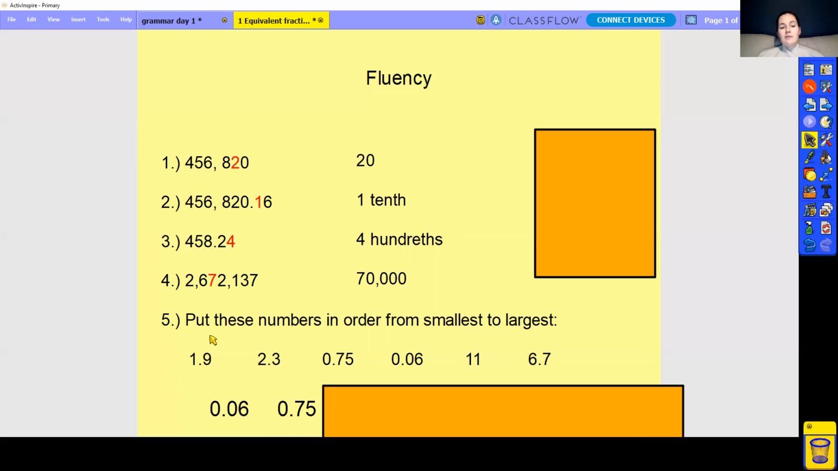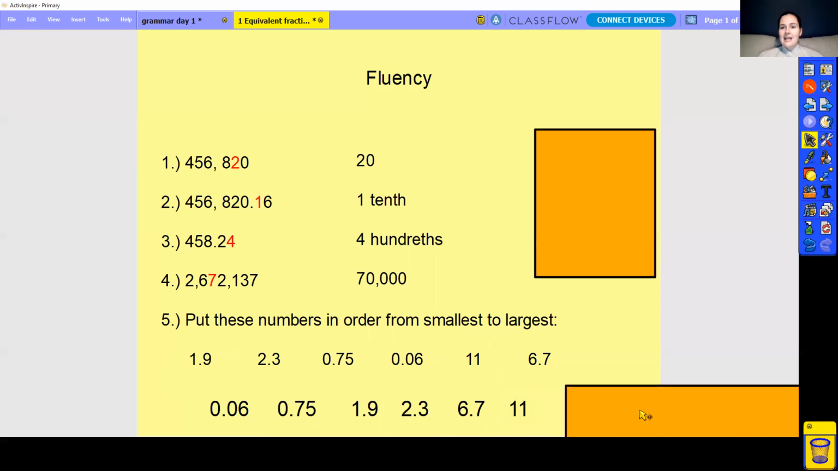After that one, we can see we've got this one here, which has got 1.9. Now that is the smallest one that is left now because that starts with a 1 in the ones column. This is a 2. This is 11, and that has a 6 there. So we should have 1.9, and then we should have 2.3, 6.7, and 11.